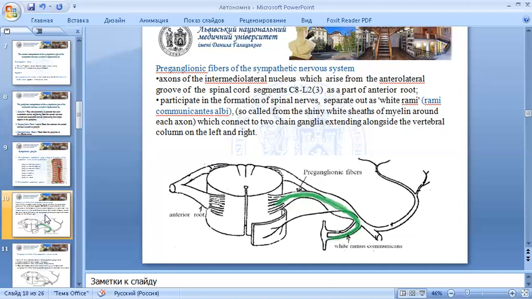and separate out as white rami communicantes albi. Why are they white? Because of the shiny white sheath of myelin around each axon, which later connect to two chains of ganglia extending alongside the vertebral column on the left and right. So on this picture, the green color is the color for the preganglionic fibers, which pass to the sympathetic ganglion and create white rami communicantes, which first create spinal nerves, and then separate as white communicant branches.